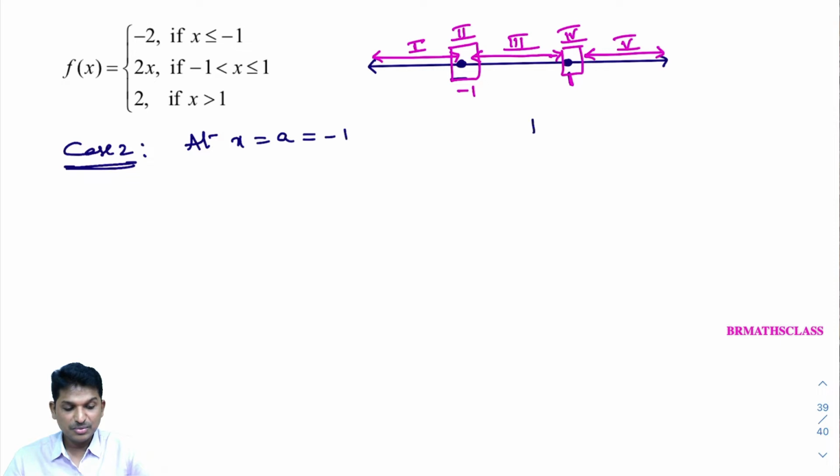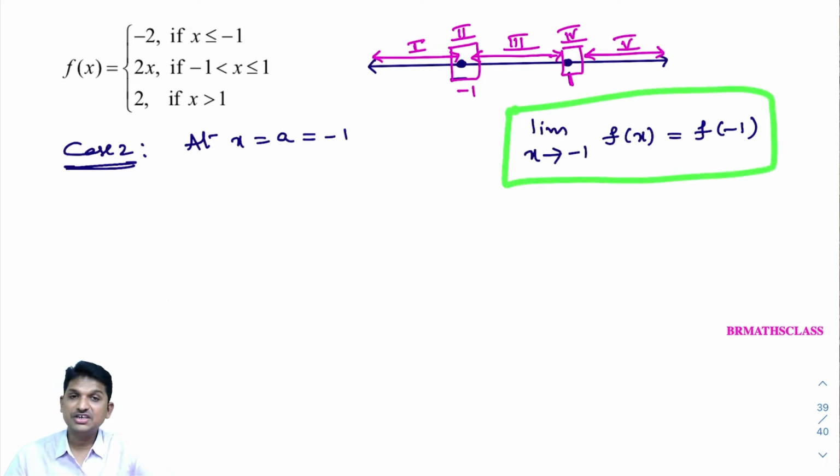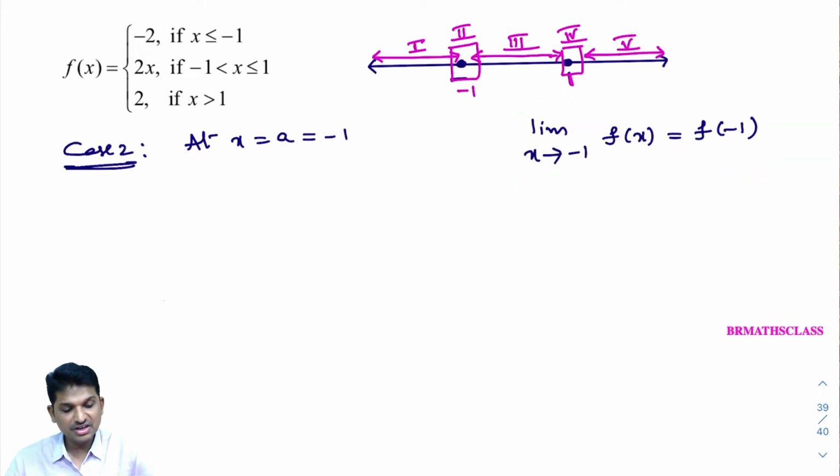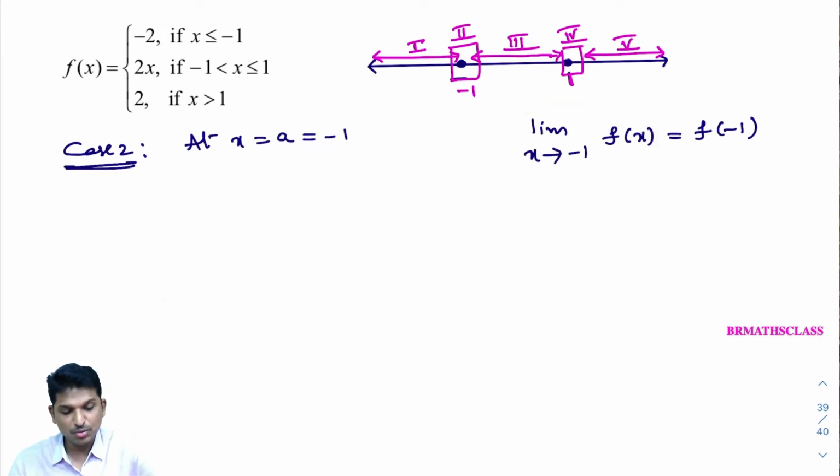By this time, you must be thorough with these things. When the limit as x approaches minus 1 of f of x equals f of minus 1 holds good, then we say that this function is continuous at x equal to minus 1. So for that, I'll calculate this value. To calculate this value, we have a problem here. What is that problem? I'll discuss it.